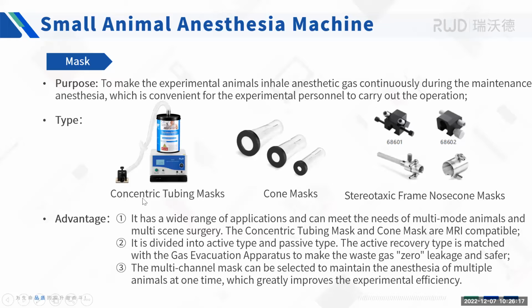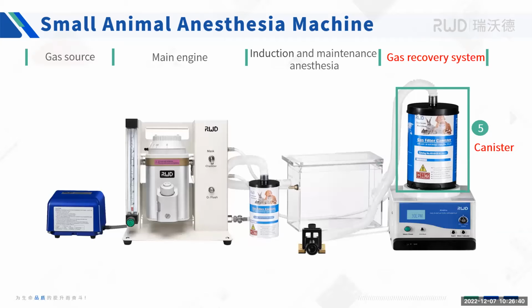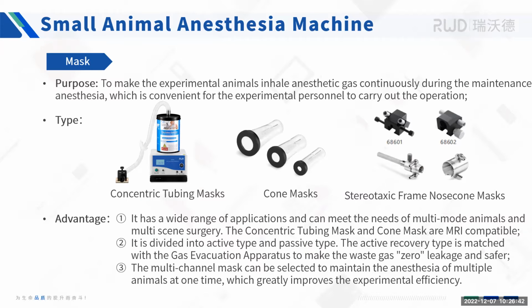But if we use a concentric tubing mask, the inside tube of the concentric mask is flush with the outer opening. So the mouse can directly get the anesthetic gas. Is that clear? Any questions about the mask?